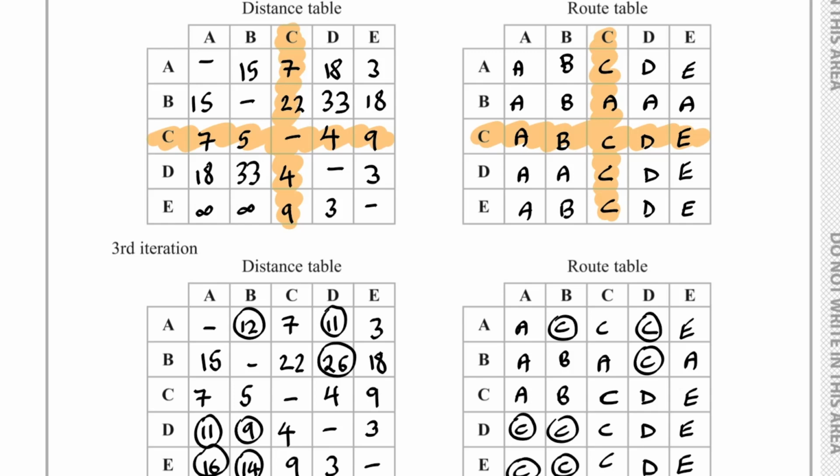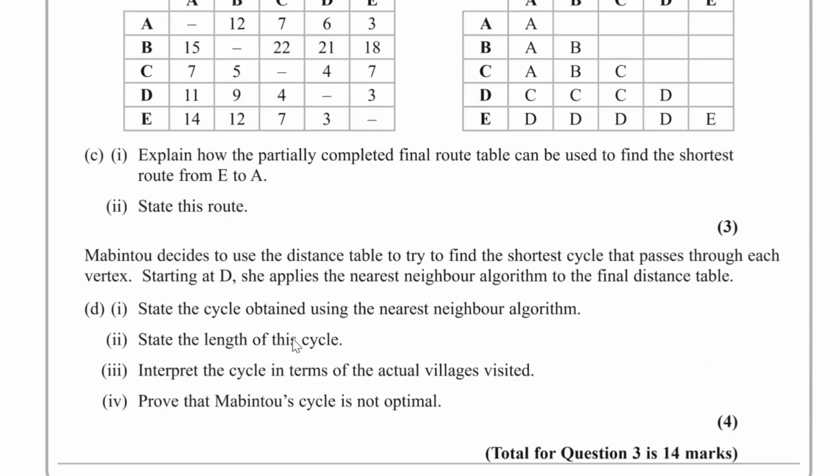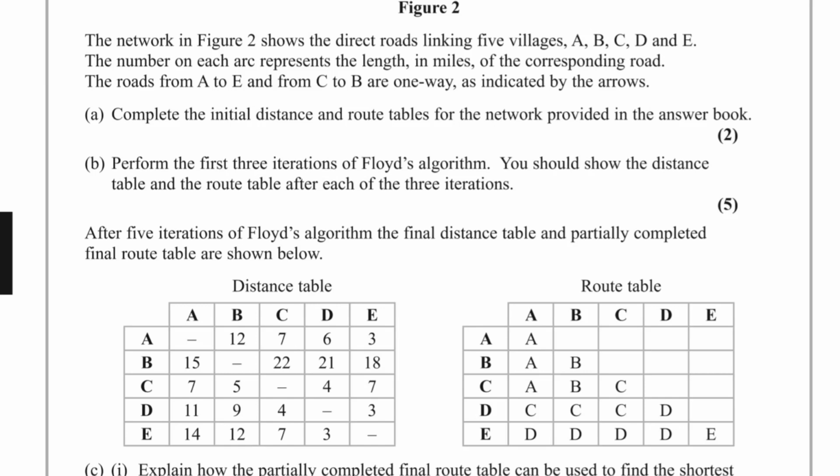So we have our third iteration complete. For the first row, we have A, C, C, C, E. For the second row, we have A, B, A, C, A. For the third row, we have A, B, C, D, E. Then for D and D, we have the same thing, C, C, C, D, E. Okay, so that over here is part A and part B done.